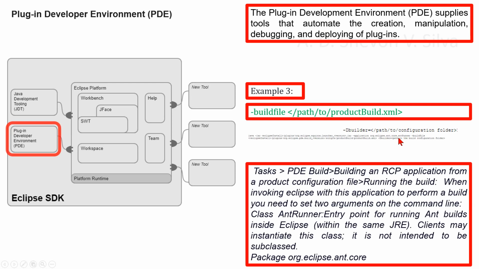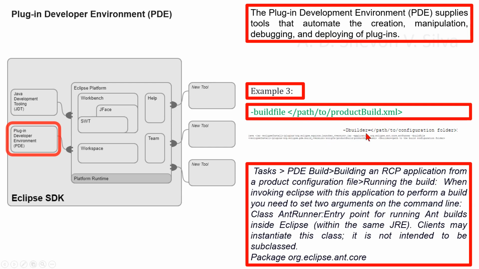When invoking Eclipse with this application to perform a build, you need to set two arguments on the command line. The first is -buildfile, and this one is the path of the product build.xml provided by PDE Build. It is located in the org.eclipse.pde.build/scripts/productBuild directory. This is the build file that drives the whole product build process.